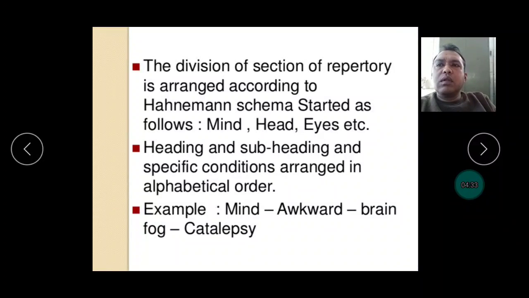Now the next slide is the division of sections. The repertory is arranged according to Hahnemann's schema. I must tell you that the formation of this repertory is based upon Hahnemann's schema of repertories. The headings, subheadings and specific conditions are arranged in alphabetical order, like mind: awkward, brain fog, and catalepsy. So the subheadings and the specific conditions are arranged in alphabetical order, right? So this is all continuous.